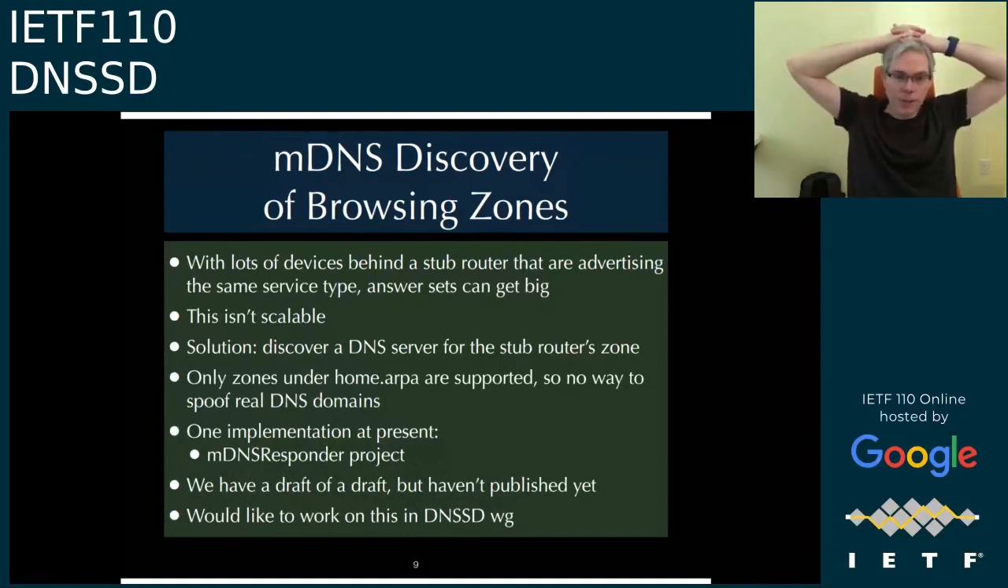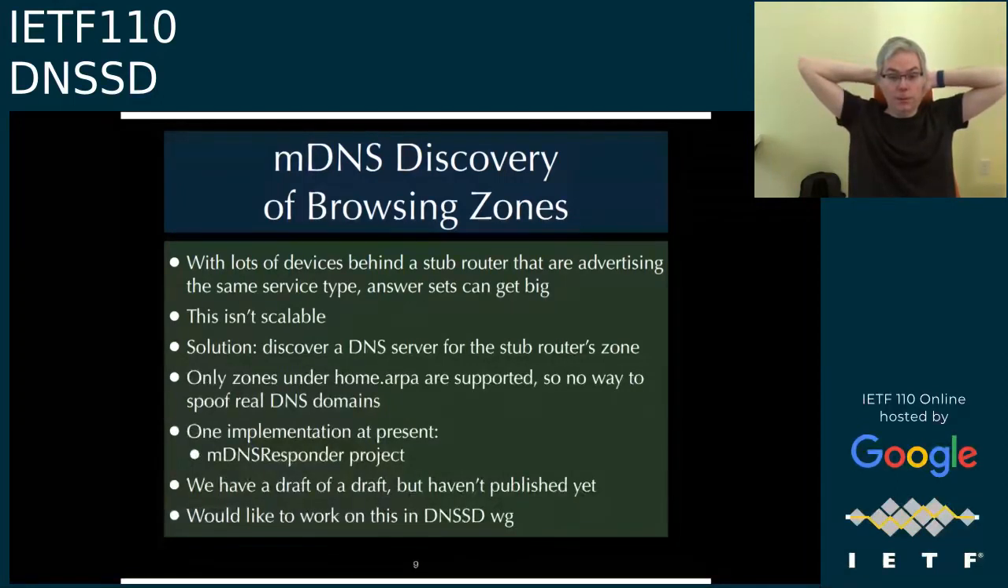We have one implementation. It's in the mDNSResponder project. That's not actually been pushed out yet, but it'll be pushed out soon. And we have a fairly good document, but I haven't gotten around to turning it into an internet draft. It's actually an internal design doc that needs to be turned into an internet draft. So this is work that I'd like the DNSSD working group to consider. I think this is a really useful thing to be able to do. It'd be nice to have more eyes on it.